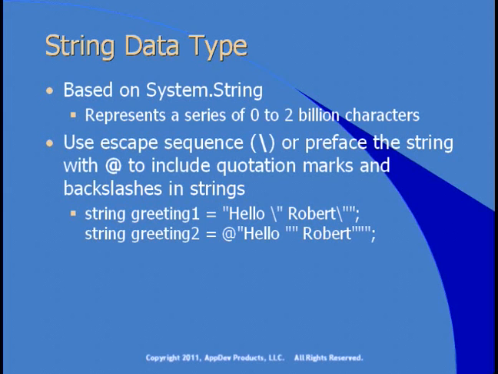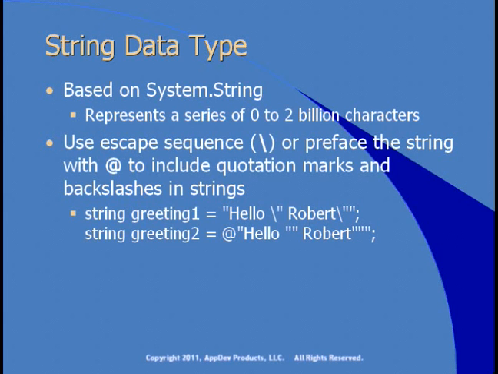The first example, greeting1, uses the backslash to tell the compiler that the quote is supposed to be in the string. So that's used in front of the word Robert and after the word Robert. In the second example, the @ sign is instructing the compiler that the two double quotes in front of Robert are actually supposed to be a quote in the string, and the second set of double quotes after Robert is also part of the string.